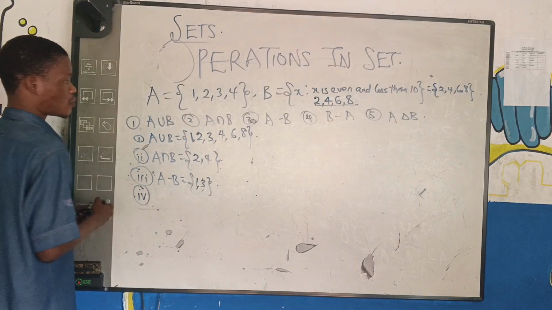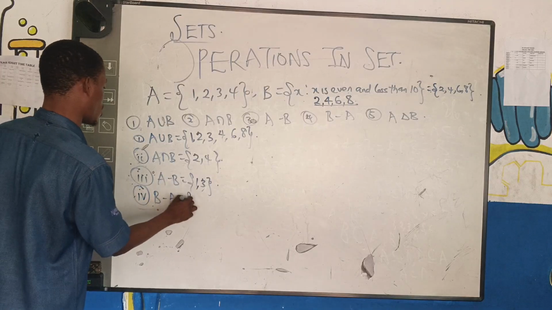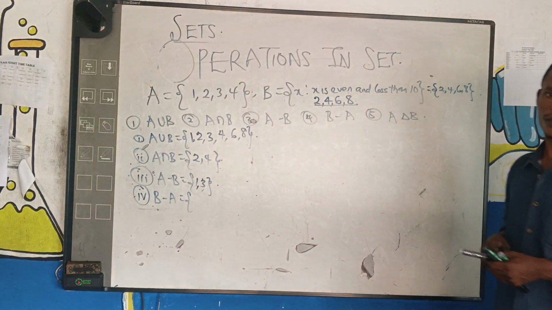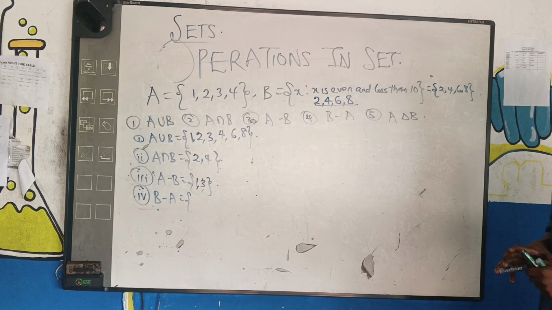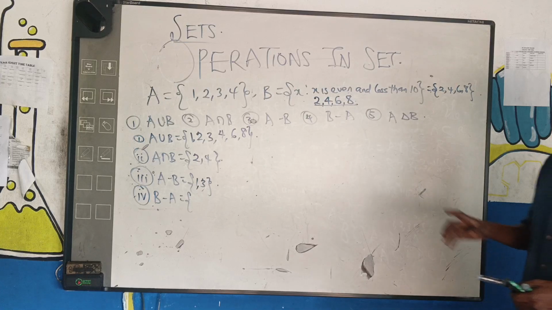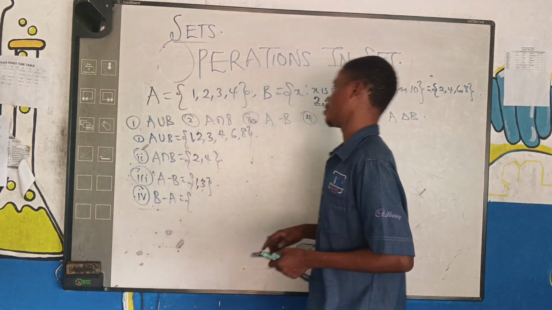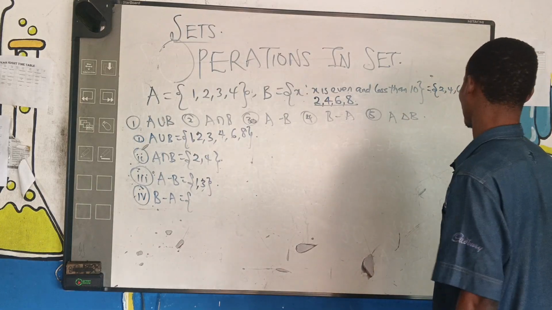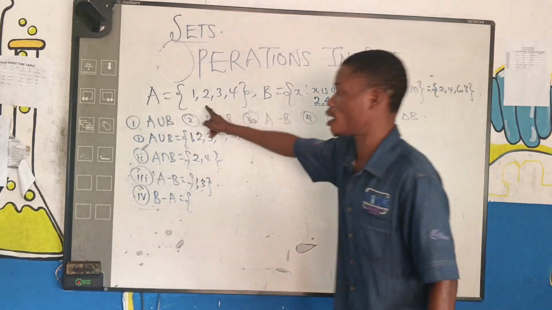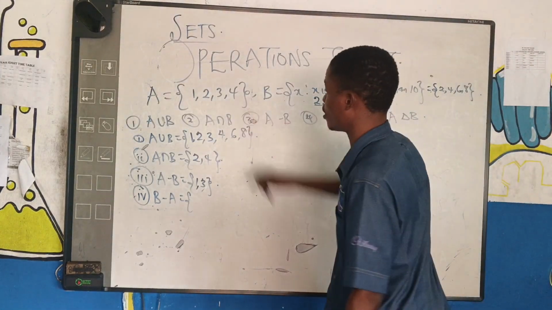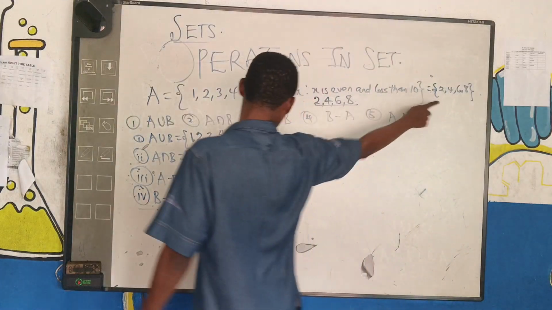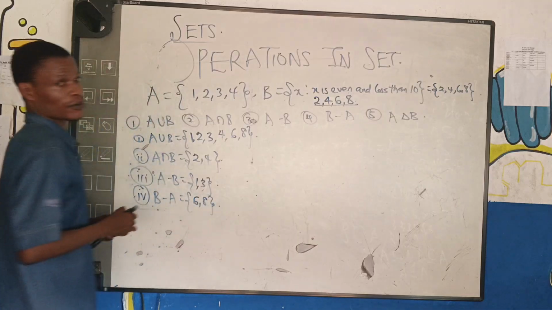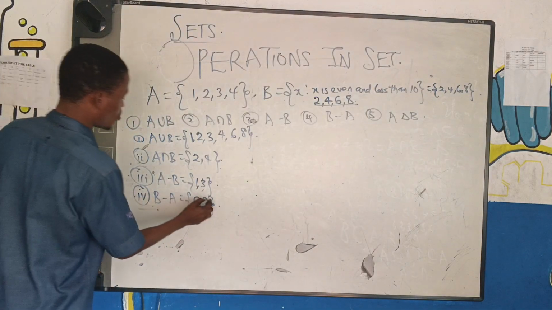Now, number 4. How about B minus A? What is in B that is not in A? Note that set difference is not commutative. What I mean by commutative is that A minus B will not be equal to B minus A in general. Now, let's come back to the subject. 2 is in both, 4 is in both. 6 is in B, not in A. 8 is in B, not in A. So that would be 6 and 8.